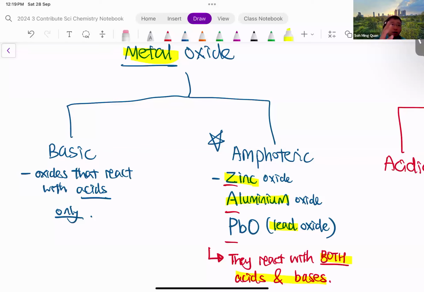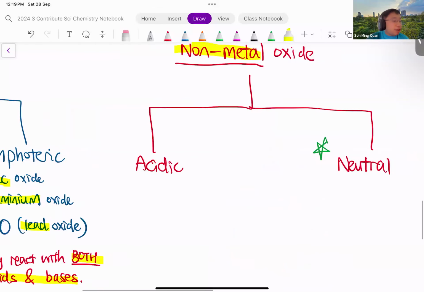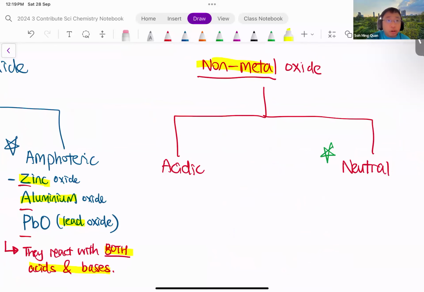Okay, so metals, most of them form basic oxides. Basic oxides can only react with acid. That is the majority of metals. But the three special metals, zinc, aluminium, lead, they form amphoteric oxides, which react with both acids and bases. Okay, so that concludes the metals. Either basic, the majority, or three special ones, amphoteric. So now we are done with the metals, we go to the non-metals. So non-metals form acidic or neutral oxides.